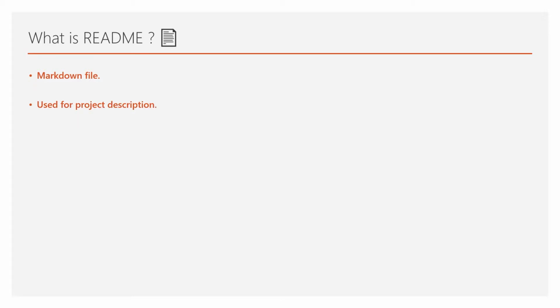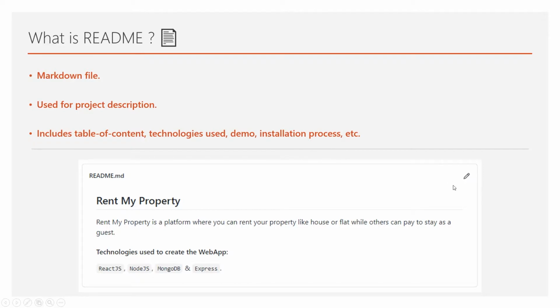It is used for project description, and it describes the project by using table of content, then different technologies used in the project. Then it can also include demo of the project, meaning how that software can be used. Then it also contains installation process, etc. So as you can see, I have used this readme file in one of my projects, and here is the heading of the project. The name means what is the name of my project. Then it is some brief description about my project.